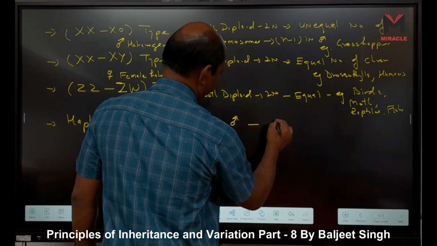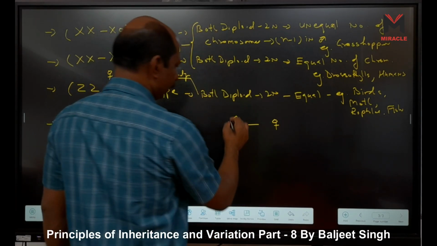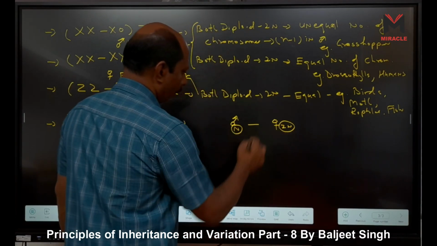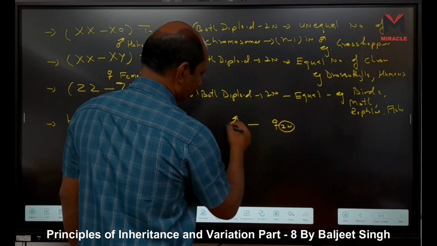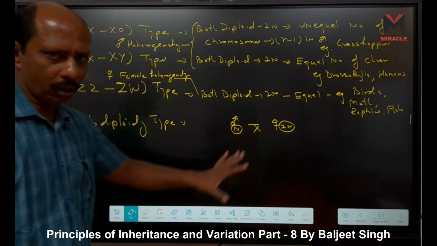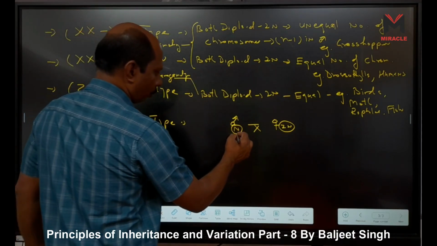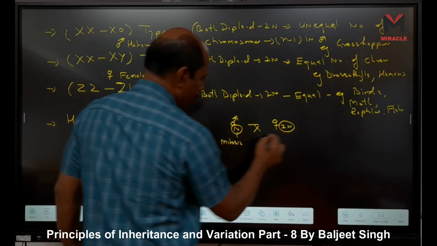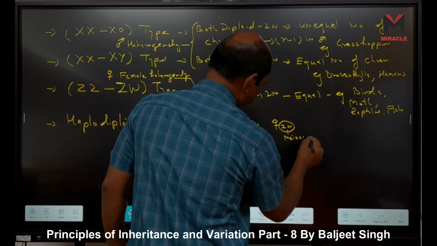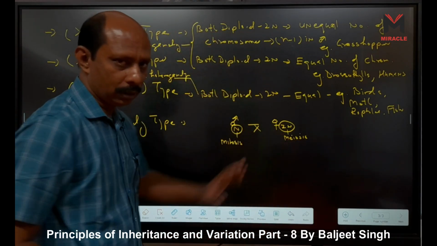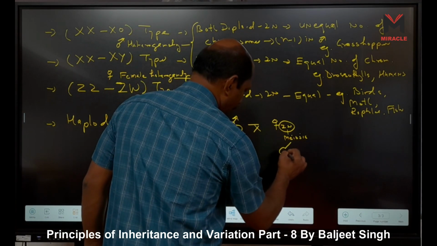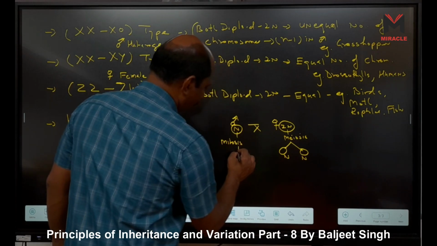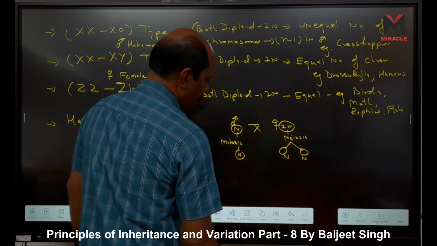Now this haplodiploidy type means here this one is male and this one is female. Male means what? n. Female means what? 2n, right? When they cross, what happens? Sperm from this side. The male produces sperms through mitosis, and through meiosis the female produces gametes. Only one type of gamete, that is n, is produced.